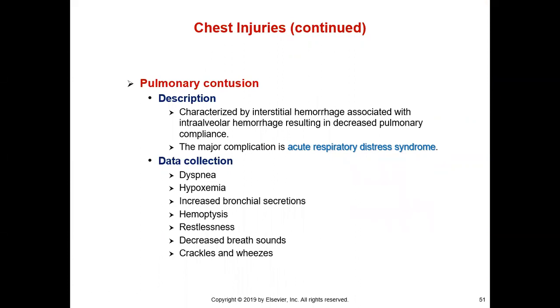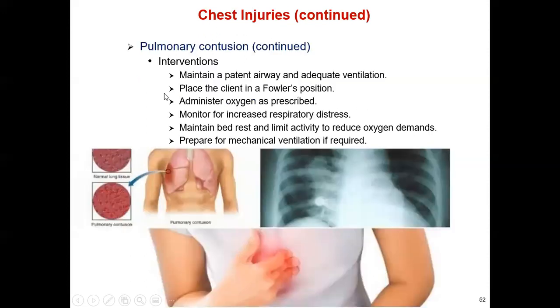What are the presentations of contusion? Usually the patient presents with shortness of breath, called dyspnea, hypoxemia, blood supply less in oxygen, and increased bronchial secretion, hemoptysis, restlessness, decreased breath sound, and also crackles and wheezing. Added sounds, right? And now, pulmonary contusion.